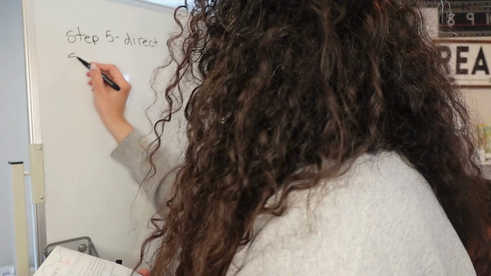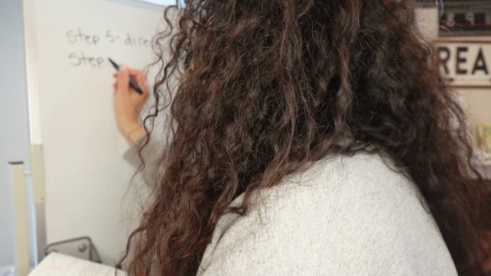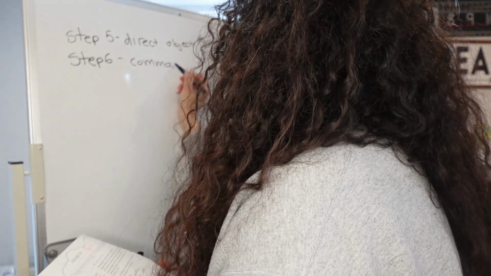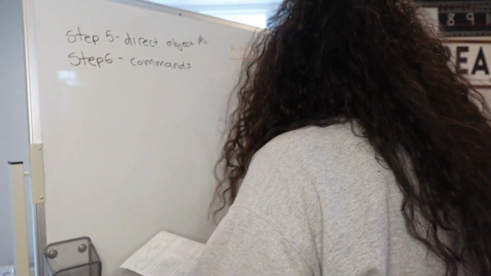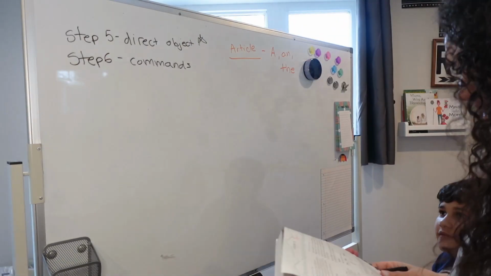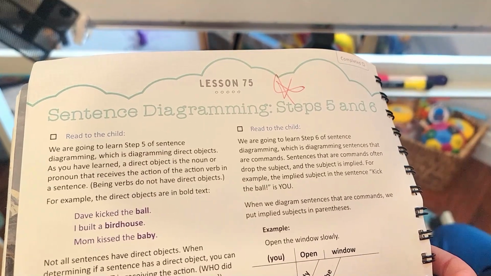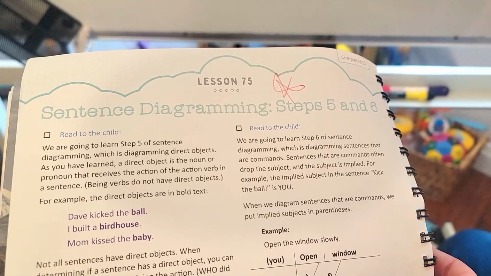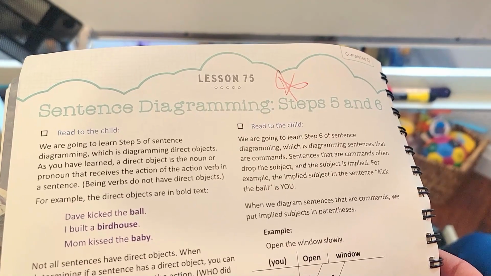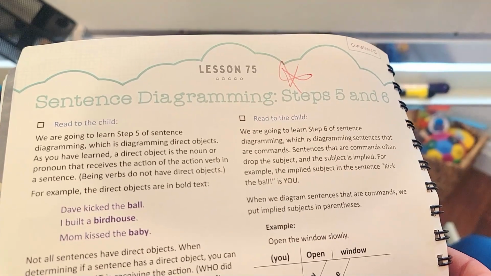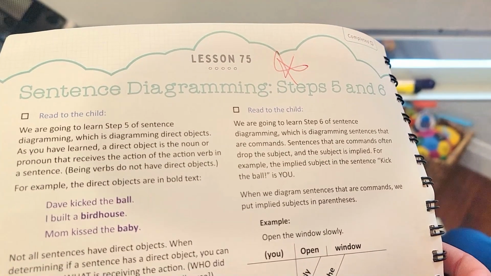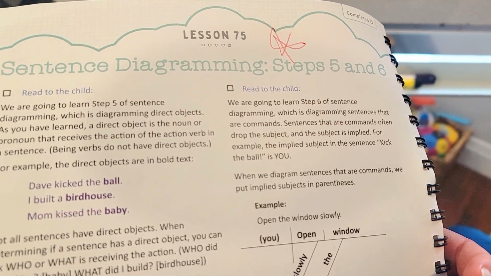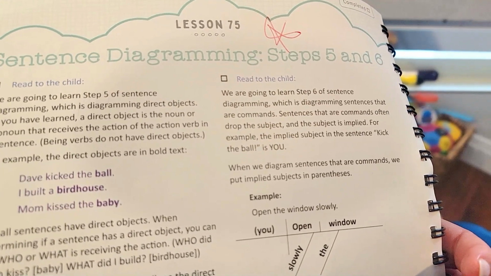Okay, so I'm going to put step 6 here, and I'm going to explain to you what that means. It's commands. Commands are like go to your room. Yes, right? That's exactly what a command is. Sentences that are commands often drop the subject, and the subject is implied. For example, the implied subject in the sentence kick the ball is you. So you kick the ball. When we diagram sentences that are commands, we put implied subjects in parentheses.